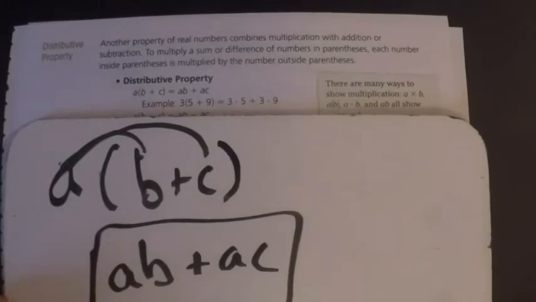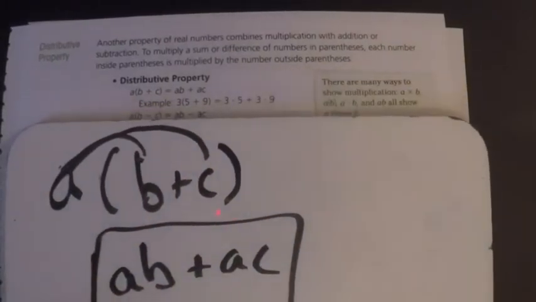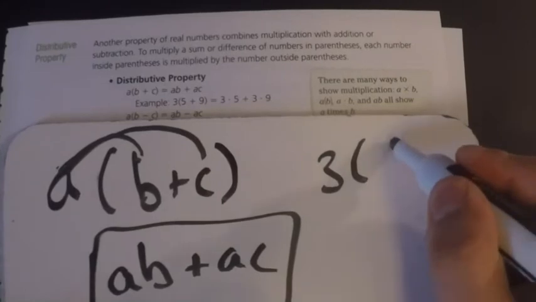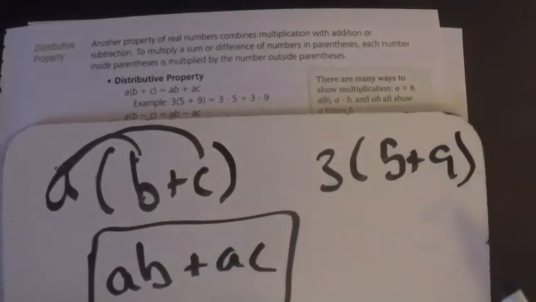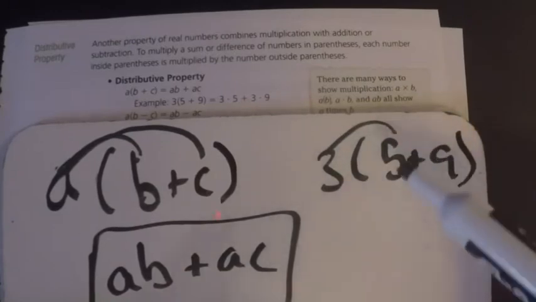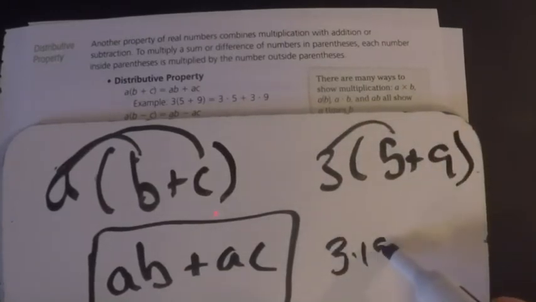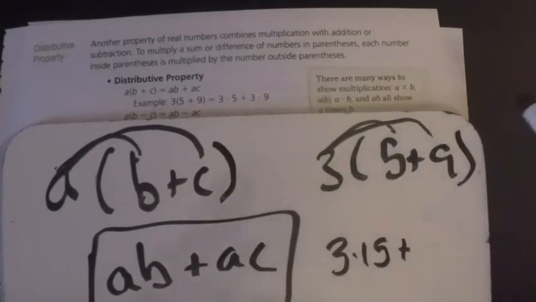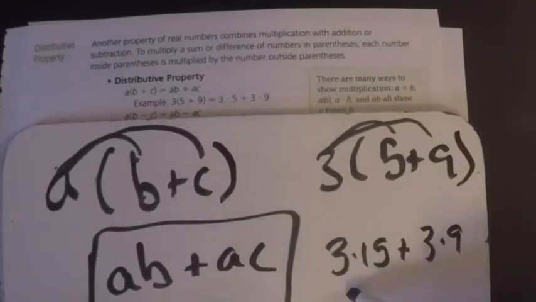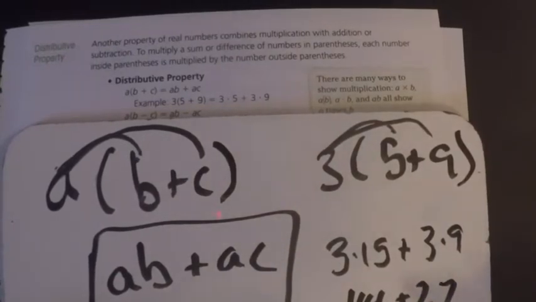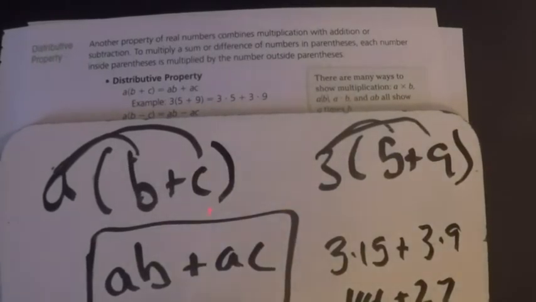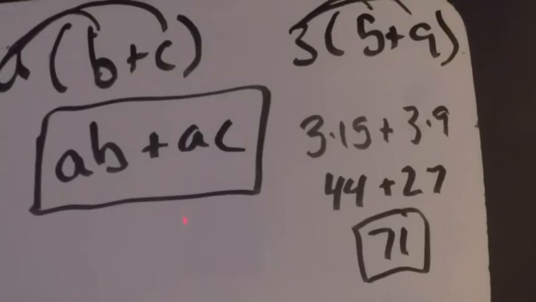It's the same if we have numbers. So in the next example they kind of showed you here, it said 3 multiplied by 5 plus 9. We work this out the same way. 3 times 5, plus 3 times 9. Then we could go further and simplify this here. 3 times 5, right, it's 15, plus 3 times 9, 27, which when we add together gives us a simplified 42. But in this case, they just wanted to show the distributive property there.